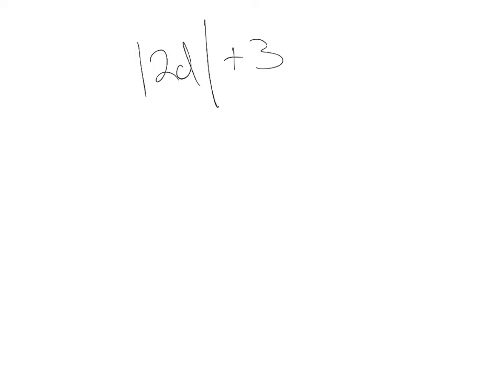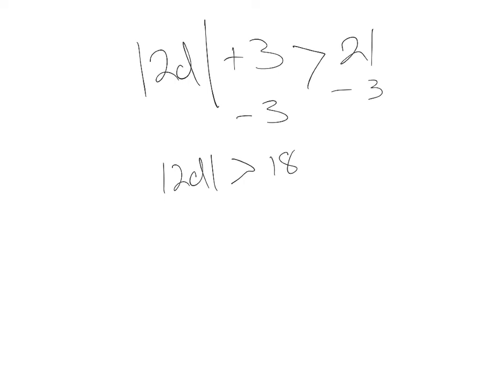So if we go back and we make this whole thing an inequality, undo all the work we've just done, and instead make it greater than 21. Process stays the same. Subtract 3 from both sides. The absolute value of 2d is greater than 18.